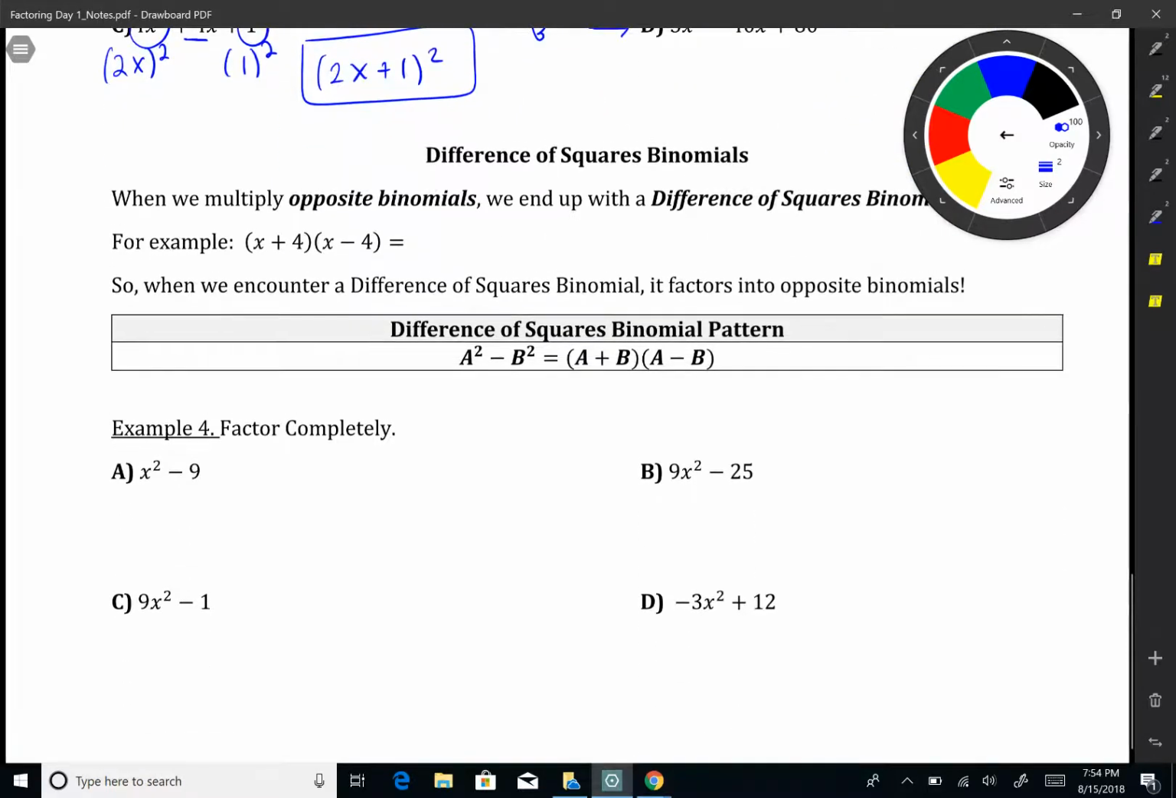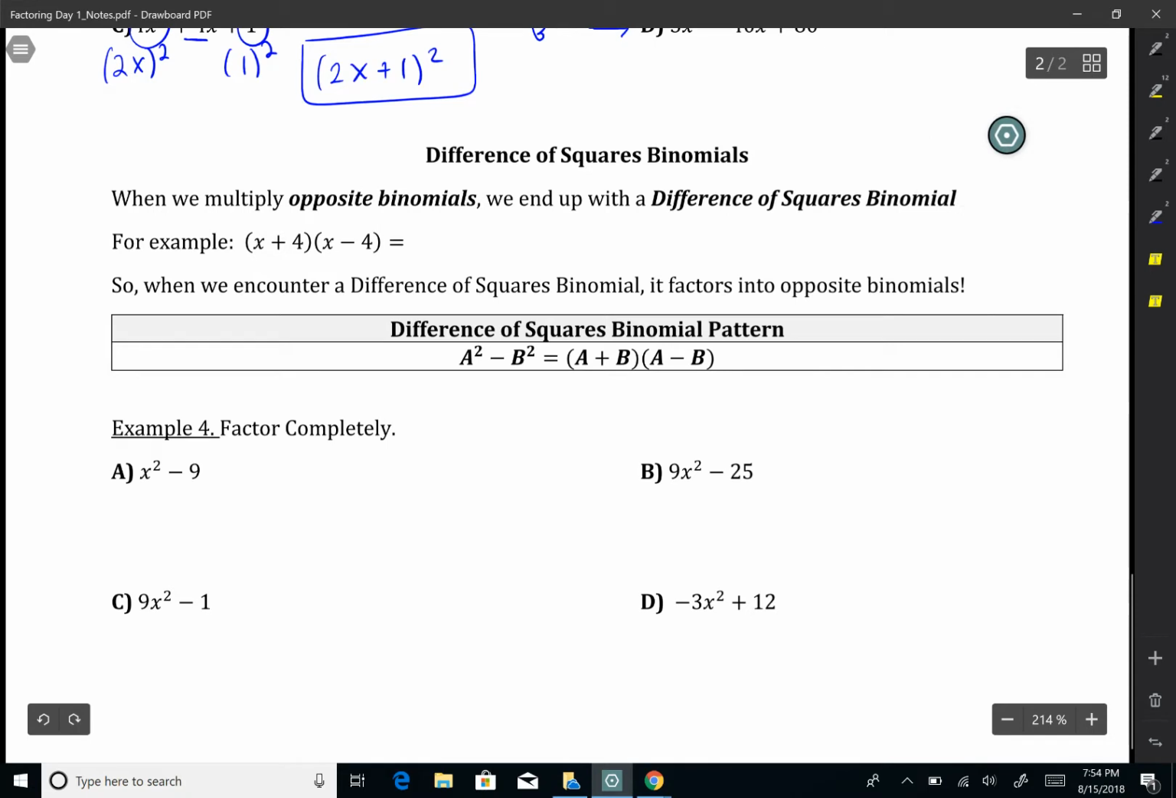When we multiply opposite binomials, we end up with a difference of squares binomial. You're like, what's that? I'll show you. Opposite binomials would be like x plus 4 times x minus 4. So when we multiply those, let's distribute. We get x squared minus 4x. Then we go plus 4x, and then 4 times -4 is minus 16.